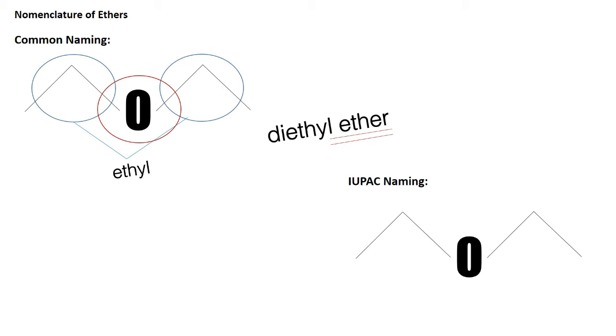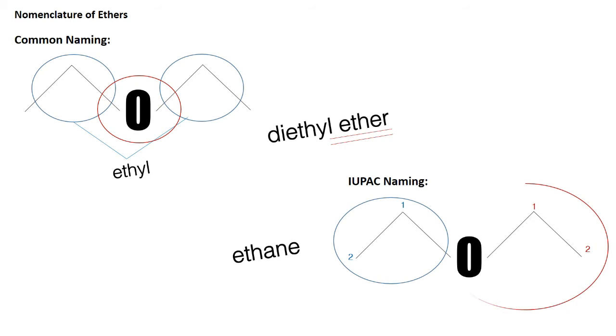And now, I'll show you how ethers are named based on IUPAC. First, we'll look for the longest carbon chain. Since both have the same number of carbons, we can pick any of the two. Here is an alkyl group of ethane. And here we have an alkoxy group.